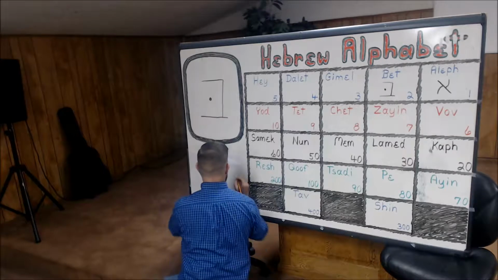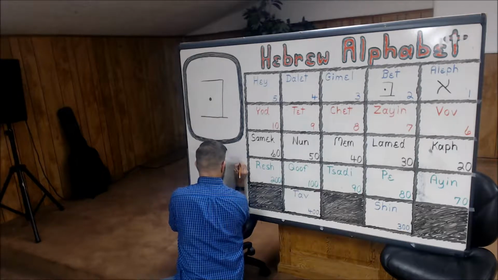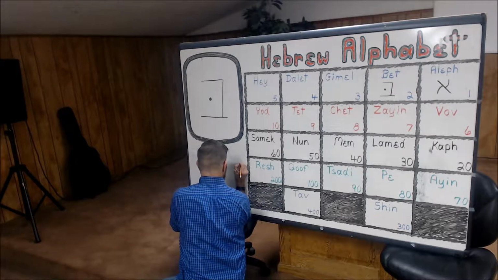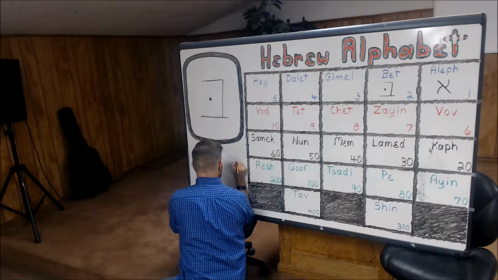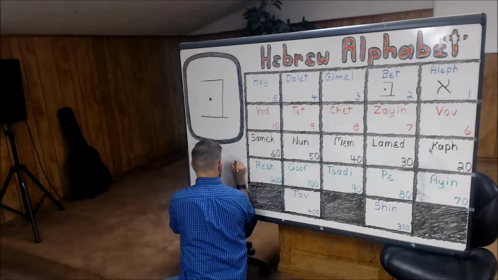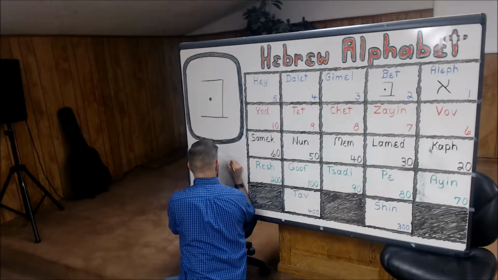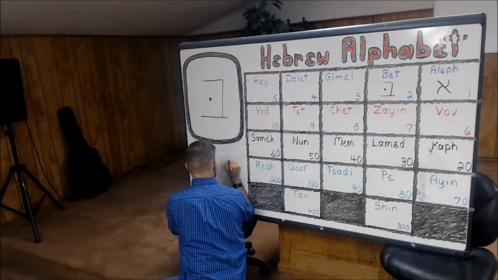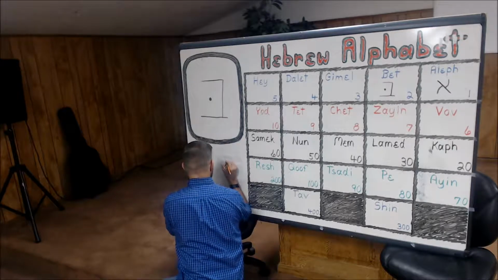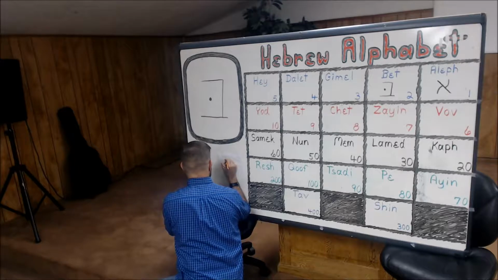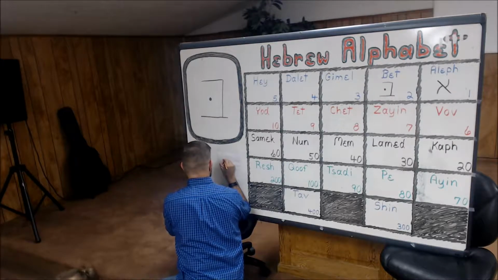Everyone say it, I want to hear this room buzzing with Bet. Bet. You bet. What's the numerical value of Bet? 2. What's the second letter of the Hebrew alphabet? Bet. What's the first letter of the Hebrew alphabet? Aleph. What's the numerical value of the first letter? 1. Oh, crap. I wrote down 1.